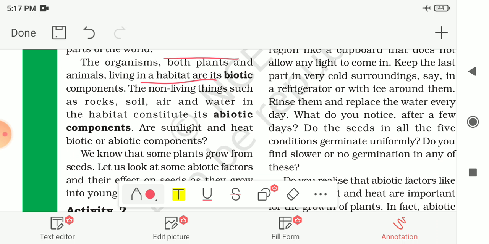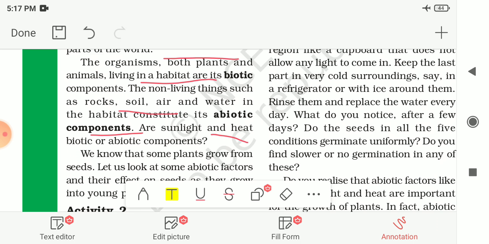The living components which live in a particular habitat are known as the biotic components, like animals and plants. The non-living factors such as rocks, soil, air and water in the habitat constitute the abiotic components.